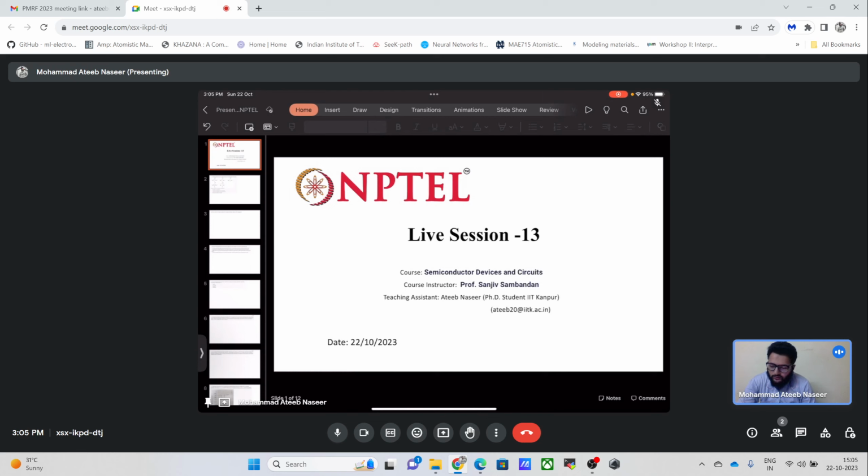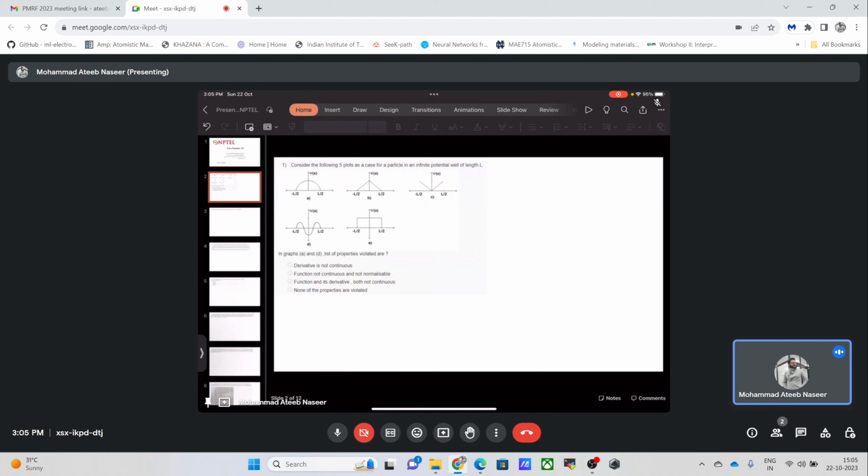So today we will start with the problems that we have been dealing with all throughout this course. So let's start. It says that we have to consider the five plots as a case of a particle in an infinite potential well problem. So we have to comment about the graphs.